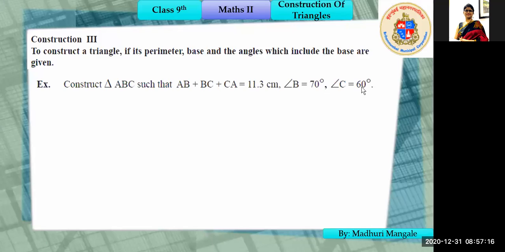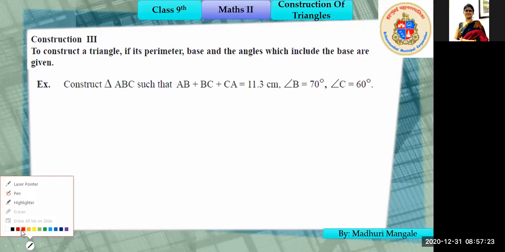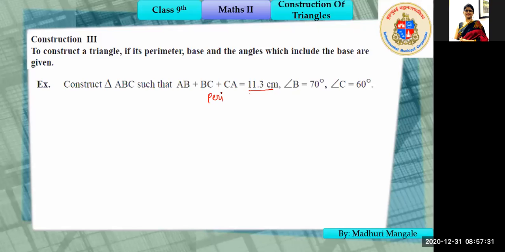So this is an example. We are asked to construct triangle ABC such that AB plus BC plus CA equals 11.3 centimeters. So this is the perimeter. We are given the sum of all sides, that is, the perimeter which is equal to 11.3 centimeters, and we are given the two base angles, angle B and angle C.